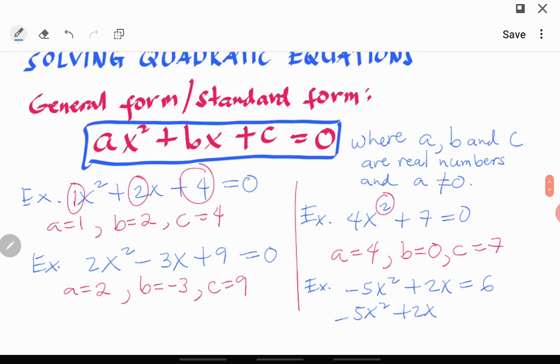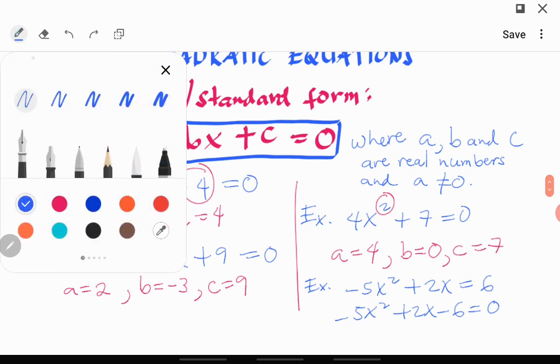Ano yung standard form again? The right side of the equation must be 0. So, yung 6, ililipat natin sa left side, magiging negative 6. So, 0 na ang right side. Okay, remember the transposition law? Pag yung number ililipat mo sa kabilang side, change yung sign. So, yung 6 dyan, originally positive. Pag nilipat mo sa kabila, magiging negative 6. Okay? So, identify na natin ngayon yung a, b, at saka c. Ano yung a?